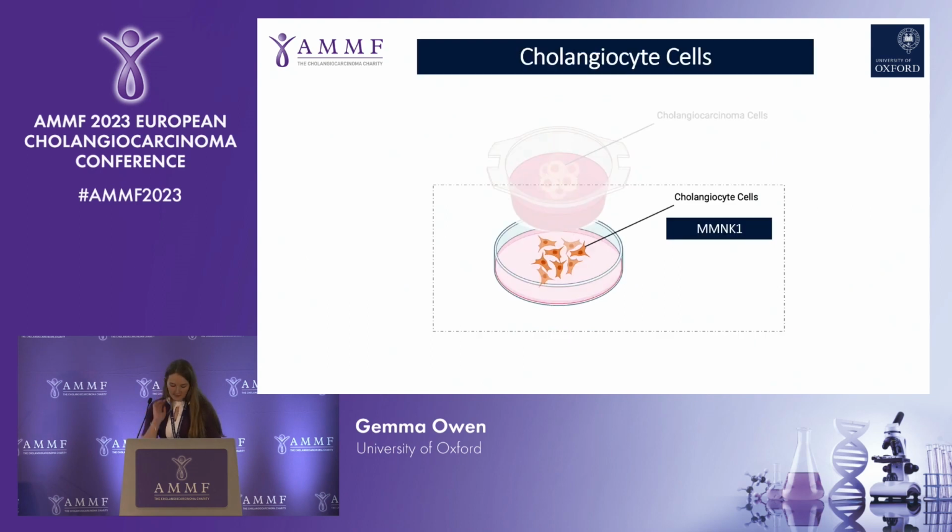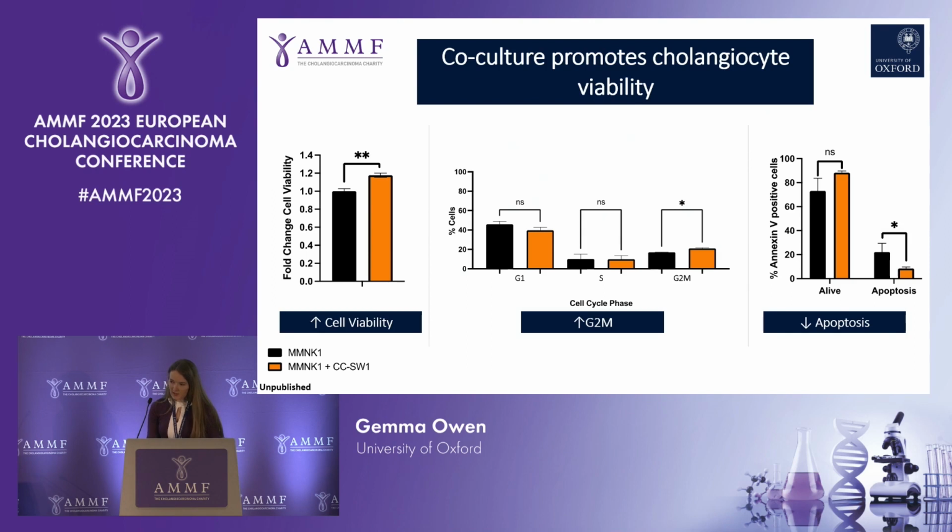So to kick off, let's look at the cholangiocyte compartment. Using our co-culture system, we found that at 48 hours, co-culture actually promoted cholangiocyte viability, and we saw a significant increase in MMNK1 cell viability. We also saw an increase in the proportion of cells in the G2M phase of the cell cycle, and a significant decrease in the proportion of apoptotic cells, shown here.